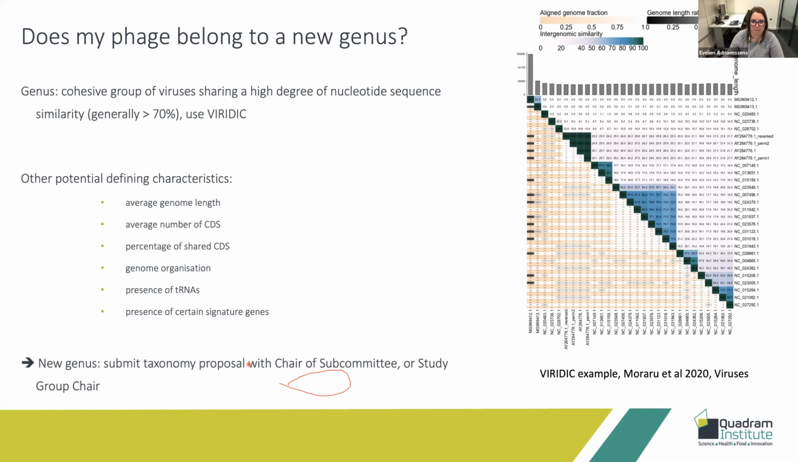There are other elements that come into play here. You look at the average genome length, number of coding sequences, the genome organization, whether it has tRNAs, and then looking for certain signature genes and making a phylogenetic tree with appropriate in-groups and out-groups. If your phage is the first isolate of a new genus, you can contact me, or if it belongs to a group of viruses for which we have study group chairs, you can contact your study group chair for help with creating a proposal.